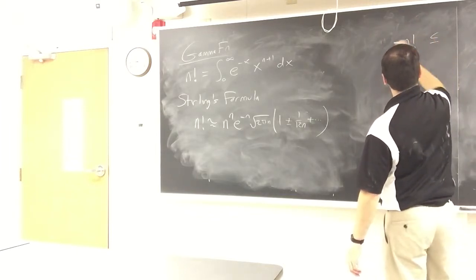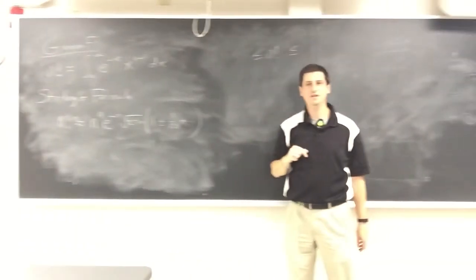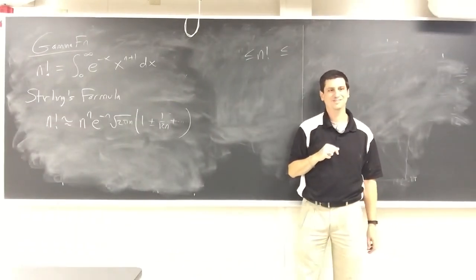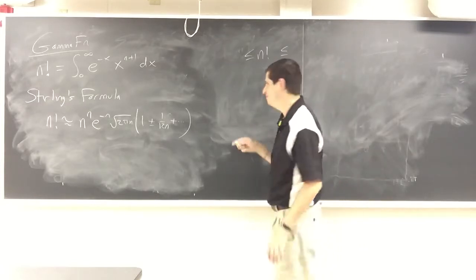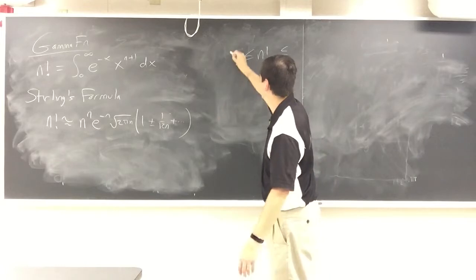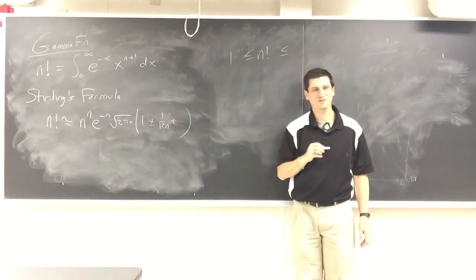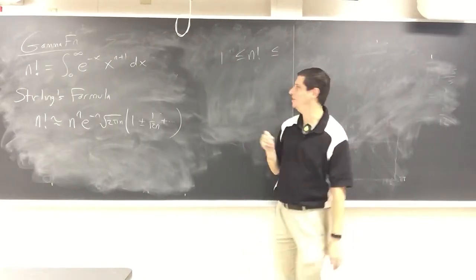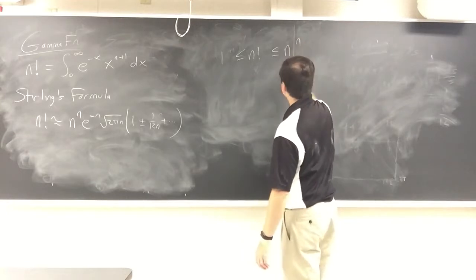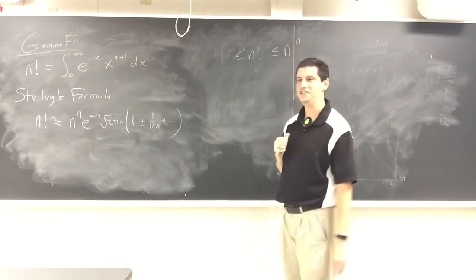So we seem to have a lot of smart asses today. Can somebody give me a lower bound for n factorial? I'm sorry? Okay, I was actually expecting 1. Can somebody give me an upper bound for n factorial? N to the n. Okay, so somewhere between 1 and n to the n.